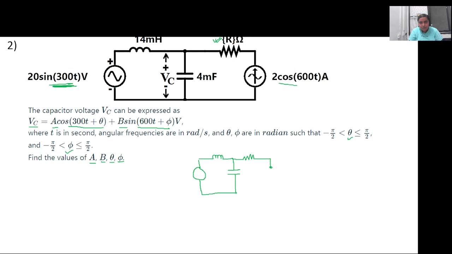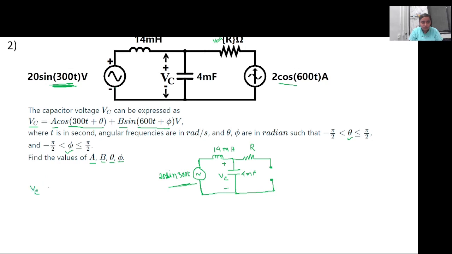In this case, the current source will be open circuited. So this is 20 sine of 300t, 4 millifarad, and this is some R. We now should calculate this Vc depending on this particular source. How can we calculate Vc?